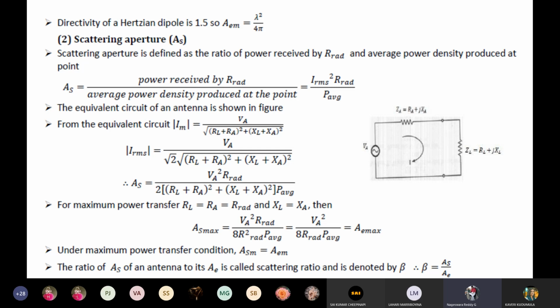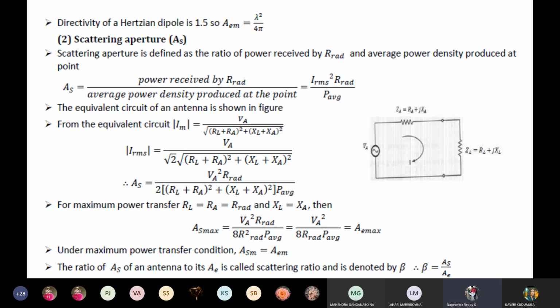A_S is equal to V_A square into radiation resistance by 2 in brackets (R_L plus R_A) whole square plus (X_L plus X_A) whole square, P average. So this is the scattering aperture definition. So what is the scattering aperture? I_RMS square. What is I_RMS square?